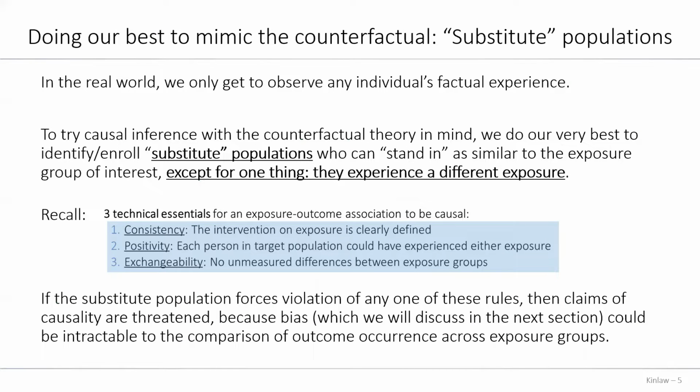You'll also remember that to apply counterfactual theory, if circumstances are right, we can find substitute populations who can stand in as equivalent counterparts in a competing exposure group. We think of them as stand-ins because other than the exposure, they have really similar characteristics to the people who got exposed. If the substitute population breaks any of the three essential rules of causal inference, then you got problems interpreting your estimate as one of a causal association.